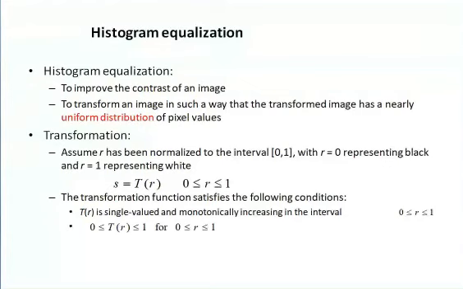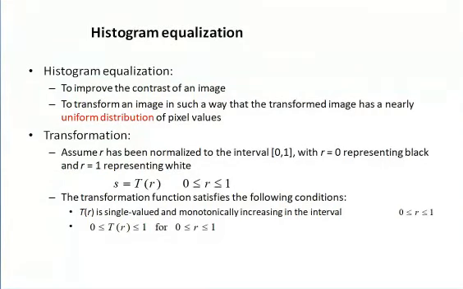In this way, you should transform the given image. So, point operation formula: here you should satisfy the conditions. What are they? The first one is that T of R is single valued and monotonically increasing in the interval 0 to 1. That means it cannot be multi-valued.